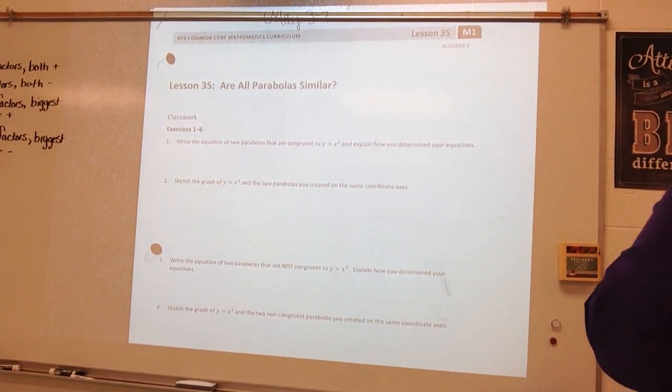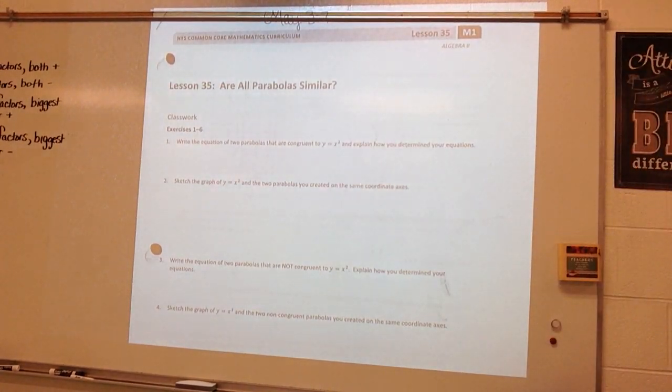All right, May the 3rd through the 7th, we are on lesson 35, so make sure you have that one out in front of you. You do have a piece of graph paper that is in your pocket. Make sure you have that with you because you're going to need it here in just a moment.